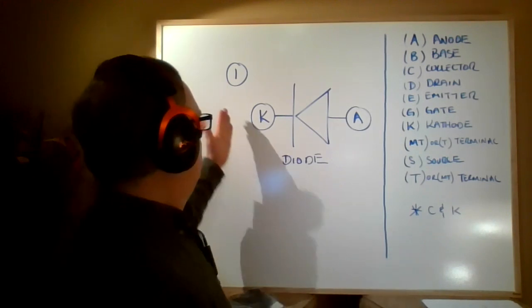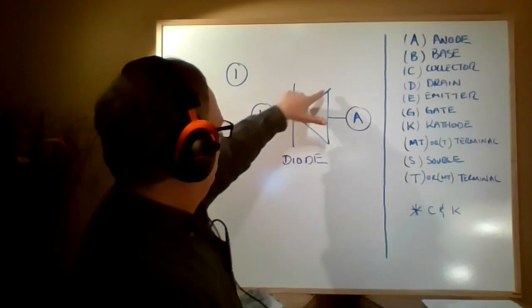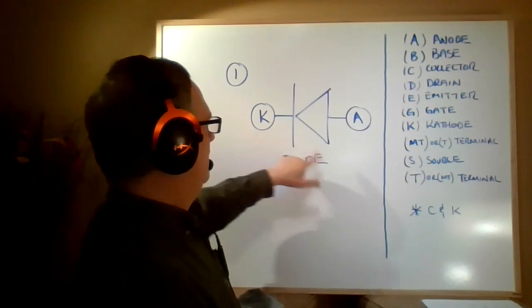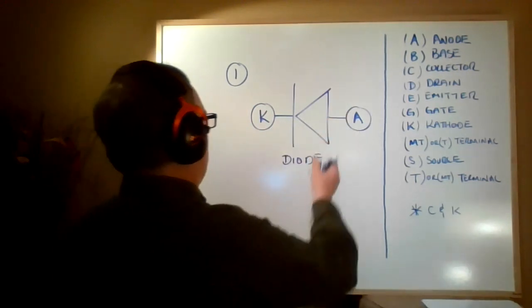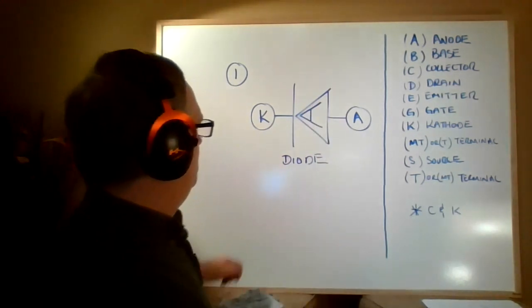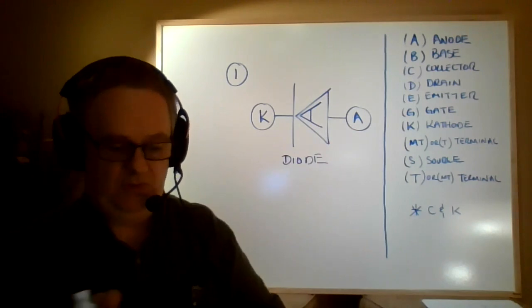So on this one, I've looked at this. Now this end we know is the cathode end. See the K right there? So you put the cathode here. Anode, you can see the anode. We can see the A right there. And so you put the anode on this side. And of course it's a diode, okay?